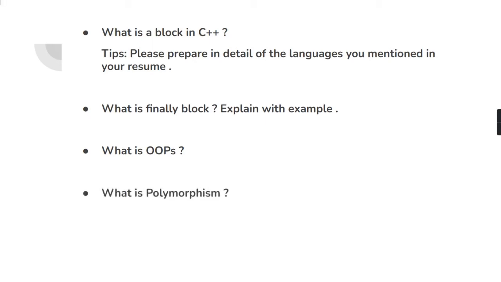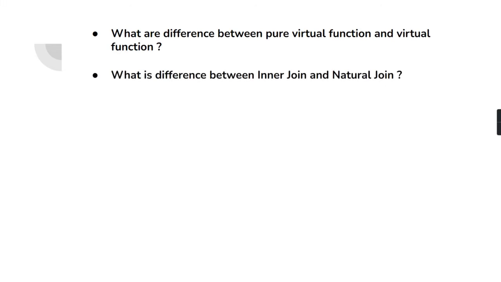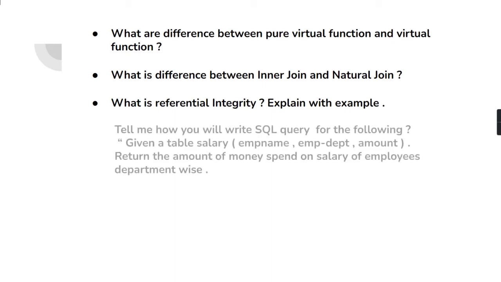And then he asked, what is polymorphism? Then he asked how abstraction is implemented in C++. And the next question was, what is the difference between pure virtual function and virtual function? Now, as you can see, he started going into the depth of OOPS. And then he asked, what is the difference between inner join and natural join, which is of course from DBMS. Then he asked, what is referential integrity? And I was also asked to explain with some examples.